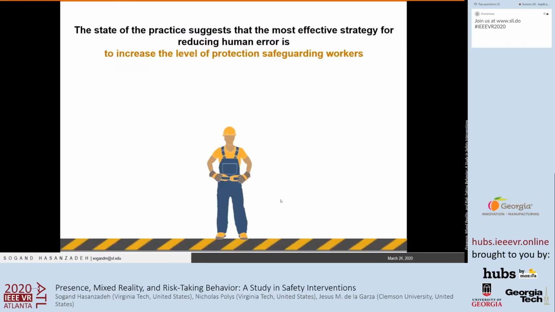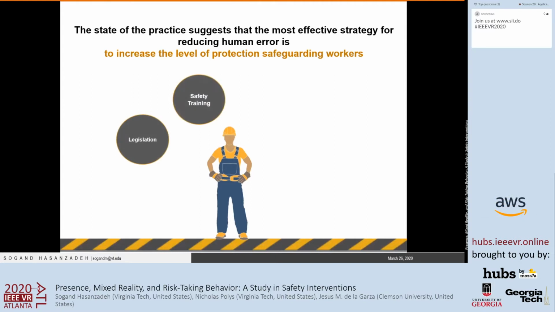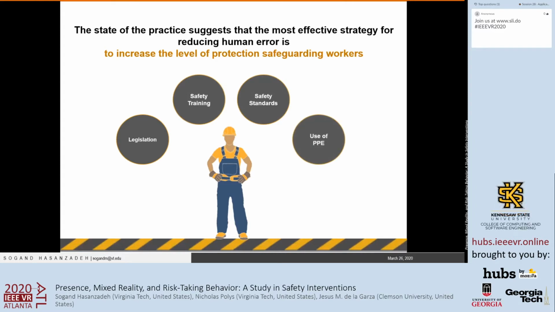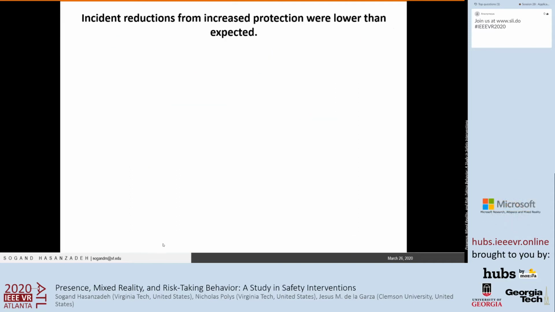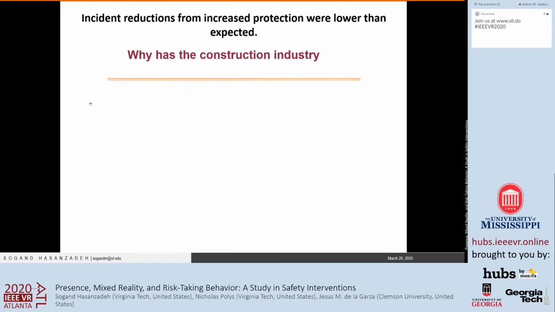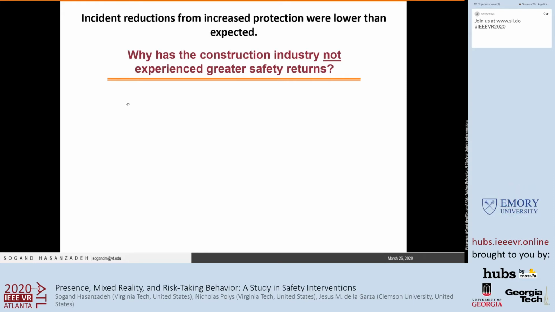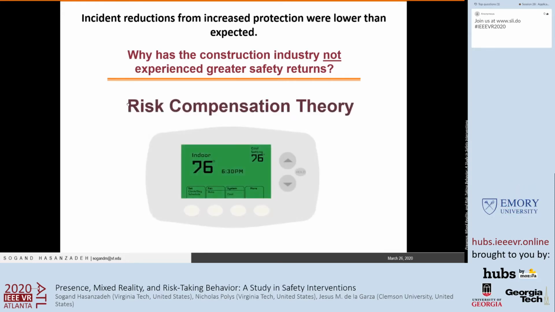The state of practice suggests that the most effective strategy for reducing human error is to increase the level of protection safeguarding workers by developing legislations, providing safety trainings, implementing safety standards, and compelling use of the PPE. Known as safety interventions, each of these is expected to keep the hazard under control to some degree. But incident reductions from increased protection were lower than expected, which led to the question of why the construction industry does not experience safety returns. One hypothesis for the lower than expected safety benefit of safety interventions is known as risk compensation.